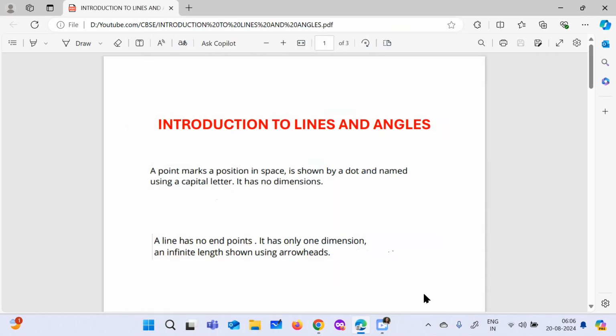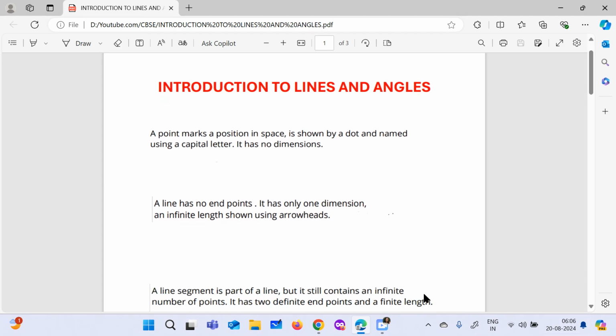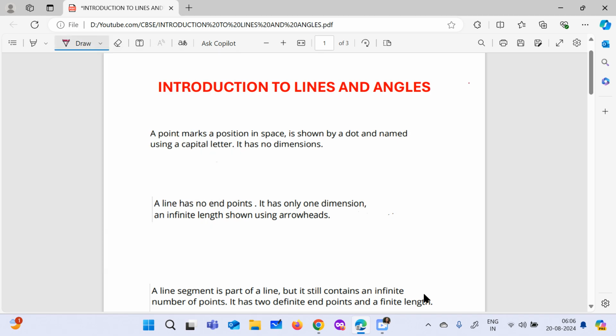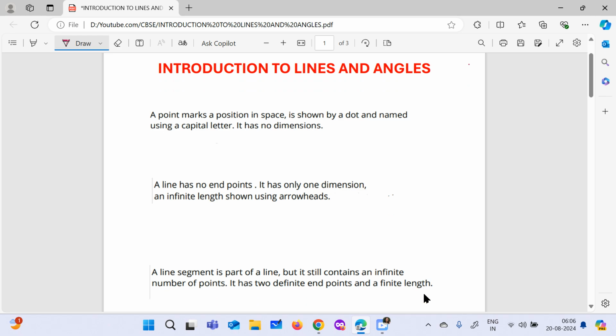So in today's class we will study a few basic terms of geometry. Before I introduce you to lines and angles, let's see a few terms. What are the most important terms, and what are the differences between those terms, before you start with real geometry? Okay. Now the first term is a point.